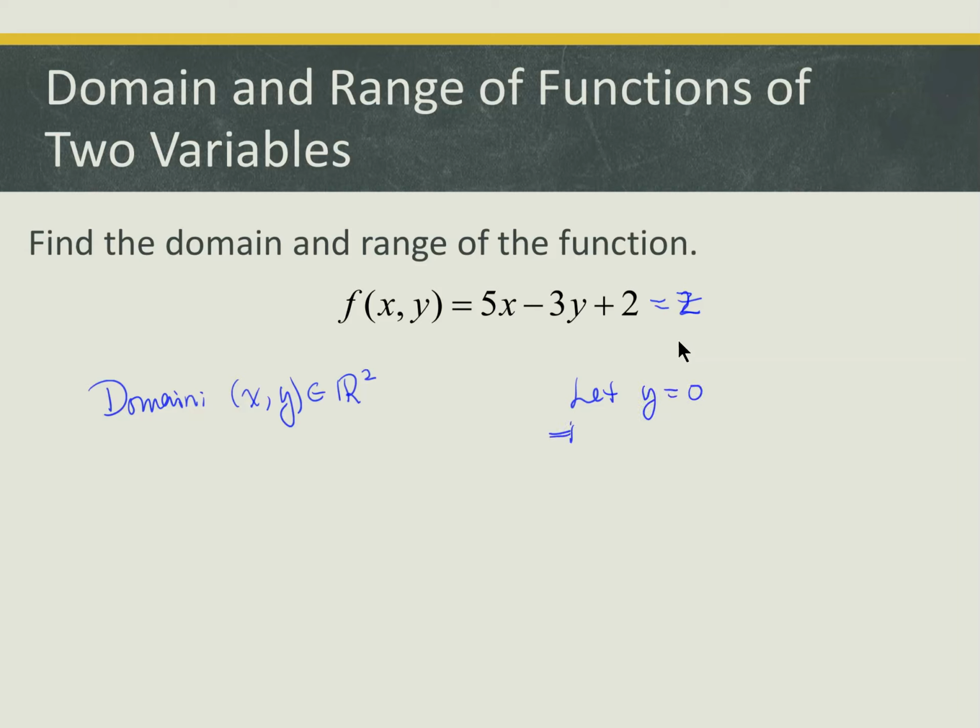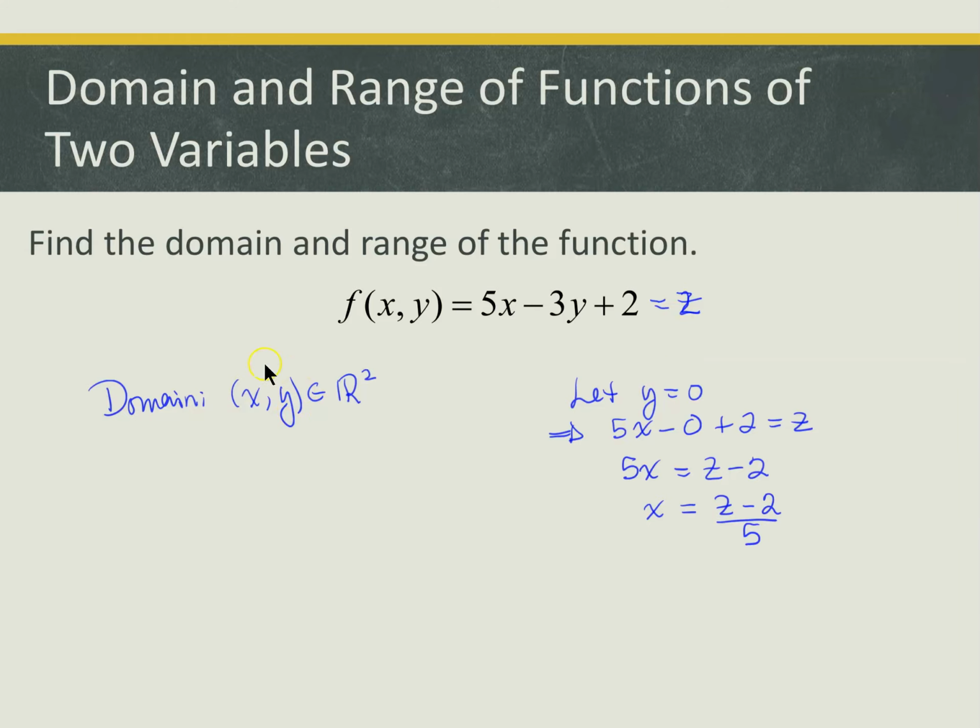And so what that means is that now our equation is 5x minus 0 plus 2 equals z. And let's go ahead and solve for x. So we have 5x equals z minus 2. And we'll go ahead and divide by 5. So x equals (z minus 2) over 5.